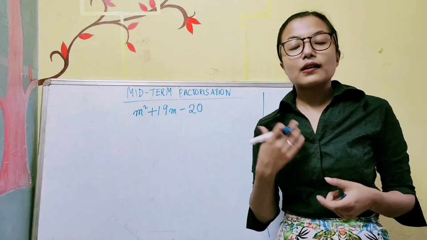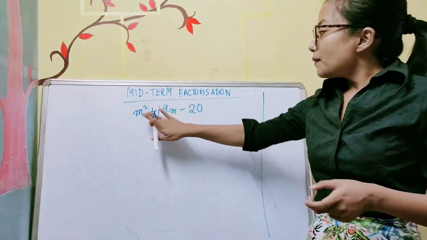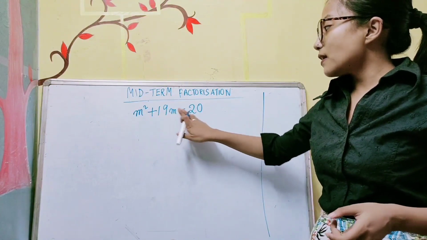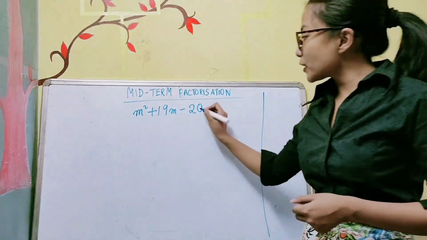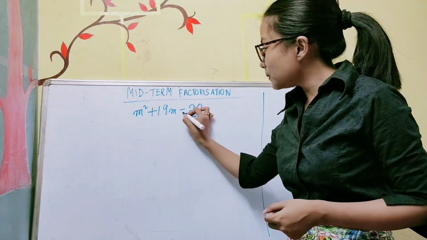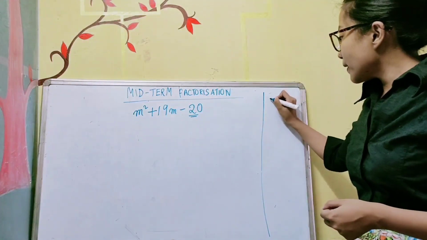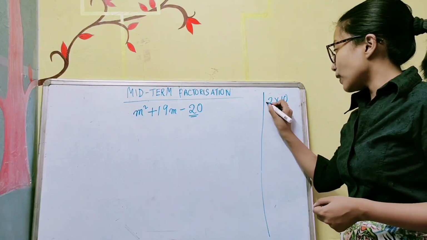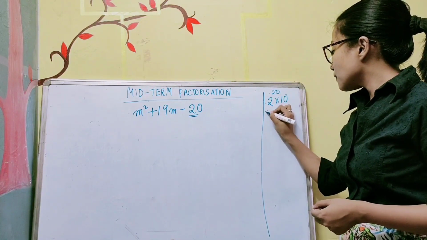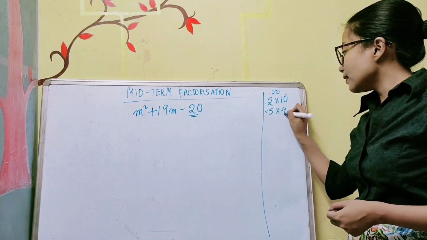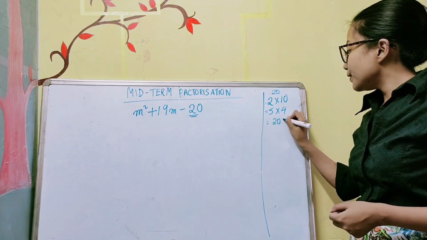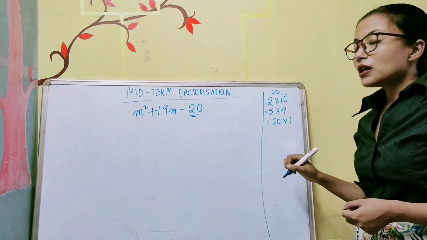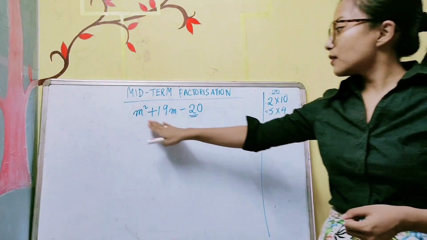So let us take another example. M square plus 19m minus 20. Okay, this time my constant term is 20 and the sign before it is minus. So let me break down 20. 20 I can write as 2 into 10, then 5 into 4, and then 20 into 1. Isn't it? Now let us check which one fits this.